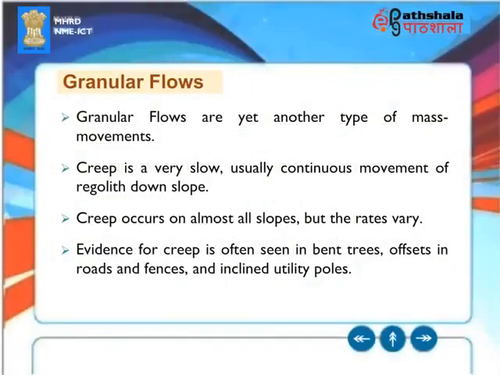Granular flows. Granular flows are yet another type of mass movement. Creep is a very slow, usually continuous movement of regolith downslope. Creep occurs on almost all slopes, but the rates vary. Evidence for creep is often seen in bent trees, offsets in roads and fences, and inclined utility poles.